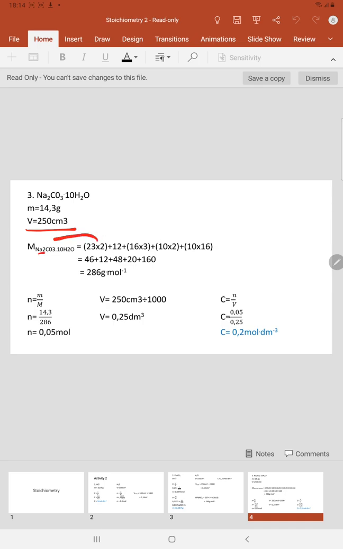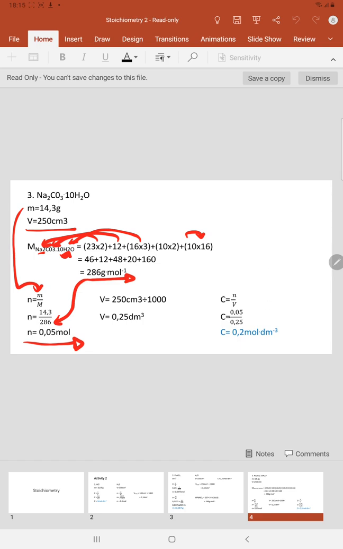Sodium 23 times 2, carbon, oxygen, there's 3, 10 times 2 waters, and 10 times 16 for the oxygen. This gives us 286 grams per mole. Then we can calculate the number of moles. We know that the mass is 14.3. We just calculated the molecular mass 286. This gives us the number of moles.